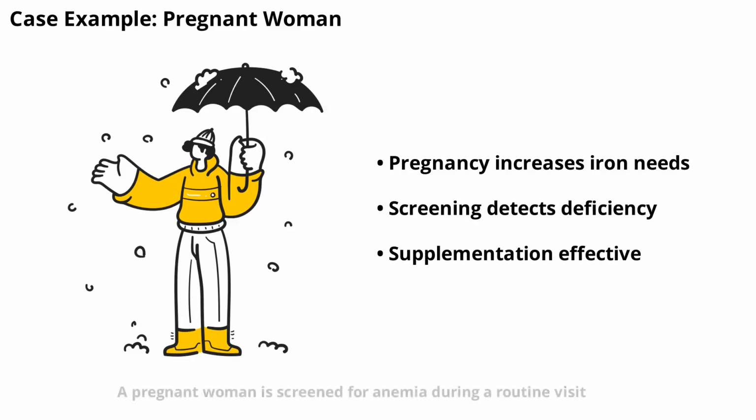A pregnant woman is screened for anemia during a routine visit. Her labs reveal low hemoglobin, low ferritin, and high TIBC. Iron supplementation is started, and follow-up tests show improvement. Pregnancy increases iron requirements, making regular screening and early intervention essential.